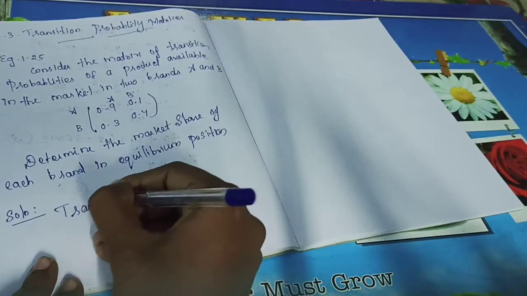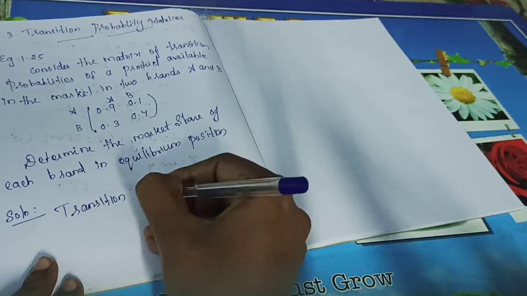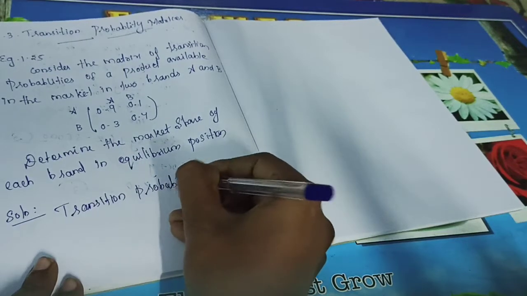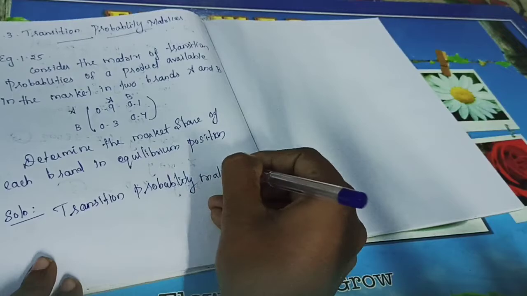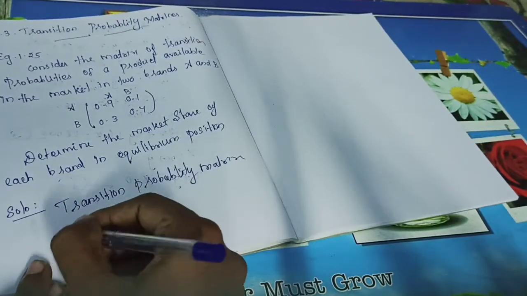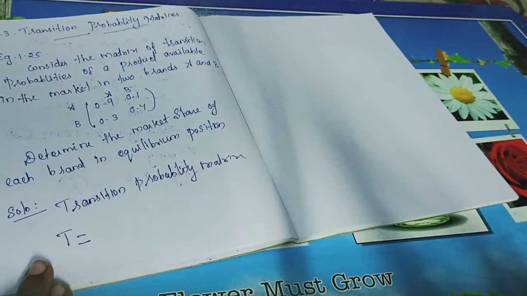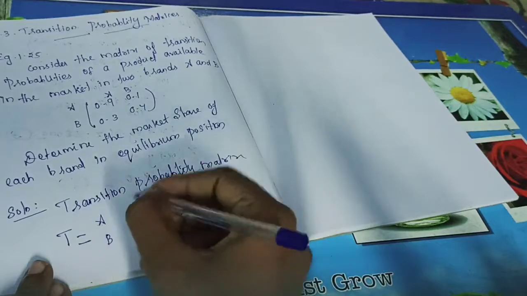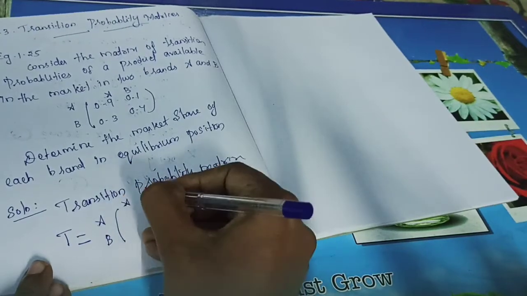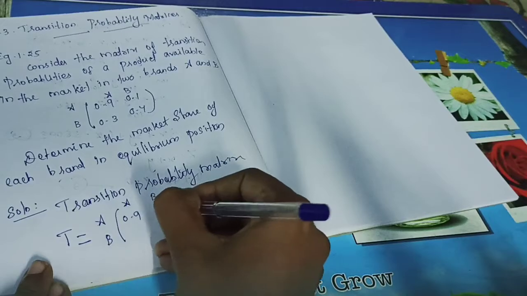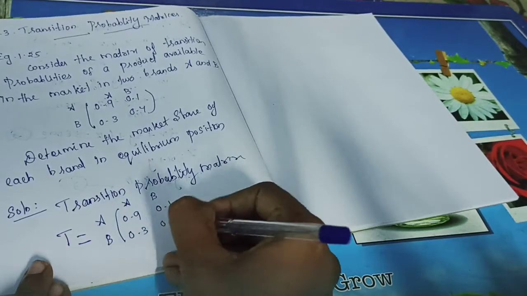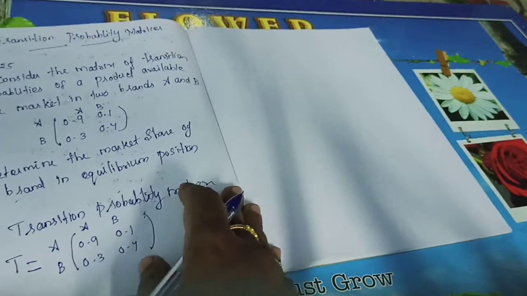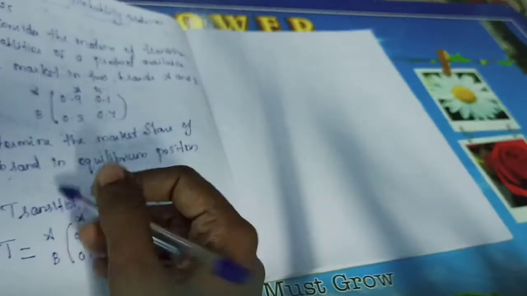I will explain. So first is the transition probability matrix. The transition probability matrix we will denote by the letter T. I am writing the transition probability matrix. It is given: A, B; 0.9, 0.1, 0.3, 0.7. Here there is only one small formula, because they asked for the brands in equilibrium position.